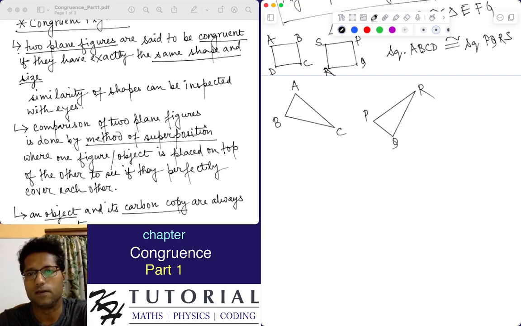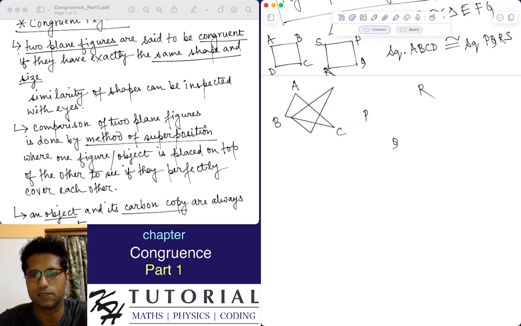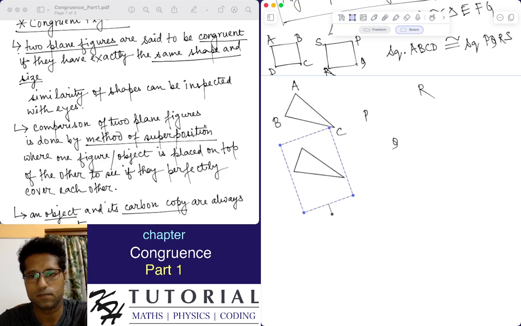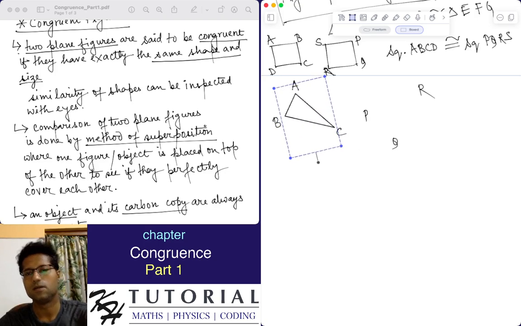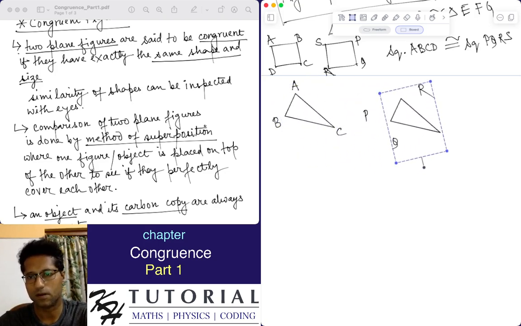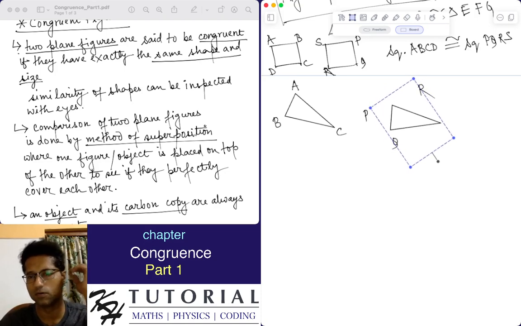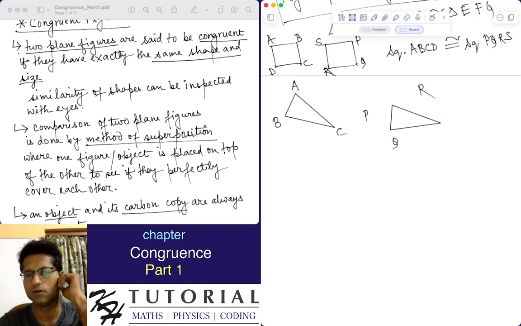As you can see, if I try to move this, I know I cannot overlap like this. I have to change the orientation. I have to perfectly make the orientation and see if it perfectly matches. You see, now it matches perfectly. So definitely these two figures are congruent. But if I just change the orientation, then also they are congruent, because congruency is related to the shape and size, not the orientation. So that was one thing I wanted to discuss.